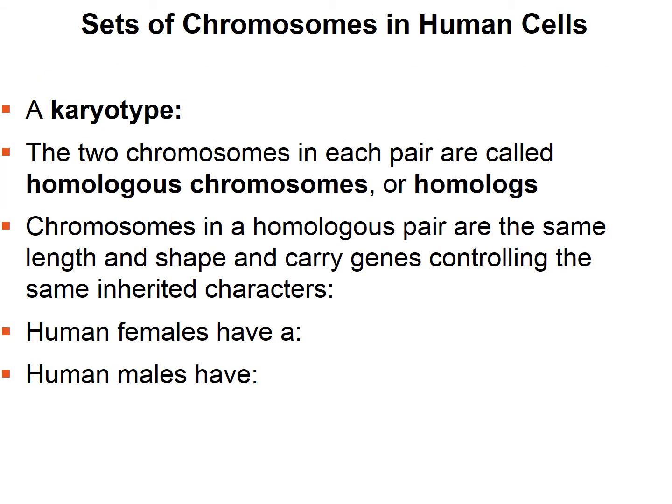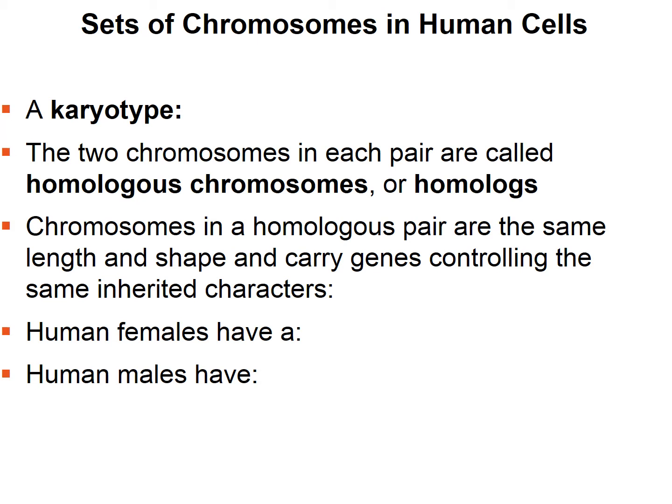If we want to see the sets of chromosomes in the human cells, we can do what's called a karyotype. A karyotype is an ordered display of the pairs of chromosomes from a cell. So usually in order from the largest to the smallest, and then they show the pair of sex chromosomes. The chromosomes in each pair are called homologous chromosomes, or homologs. Chromosomes in a homologous pair are the same length, they're the same shape, and they carry genes controlling the same inherited characters. However, they can have different alleles.